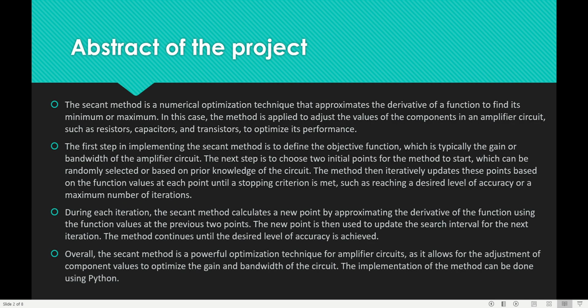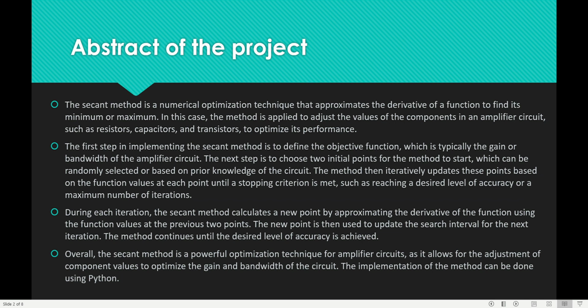So the abstract of the project is: the secant method is a numerical optimization technique that approximates the derivative of a function to find its minimum or maximum. In this case, the method is applied to adjust the values of the components in an amplifier circuit, such as resistors, capacitors and transistors, to optimize its performance.